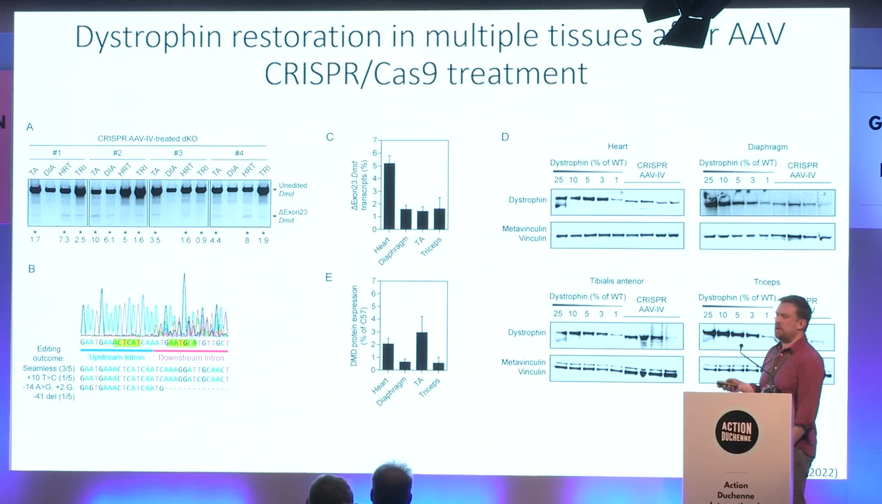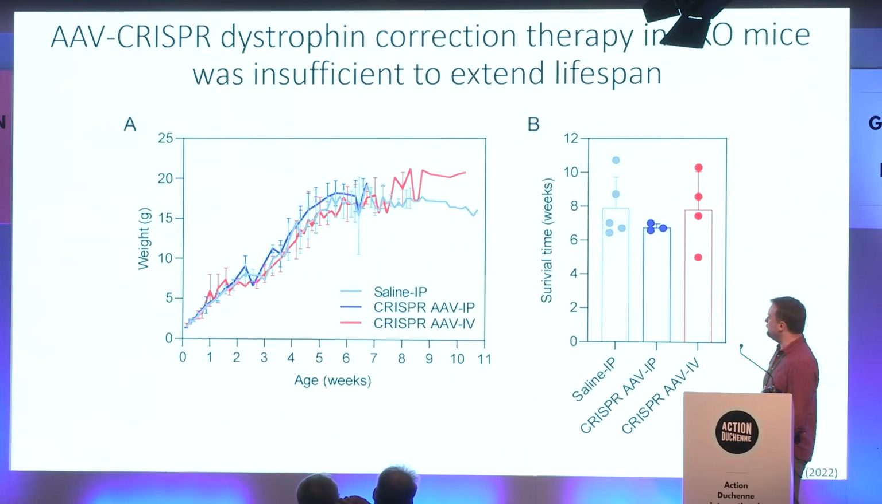So we were able to see sporadic evidence of editing at the DNA level in multiple tissues. This is shown in panel A, and we confirmed this by direct sequencing. And then we were also able to detect skipping at the RNA level and dystrophin restoration at the protein level in all tissues tested. But the levels of dystrophin expression are very low, on the order of 1 to 5% of healthy. So much, much less than what is observed with our relatively highly optimized PPMO approach.